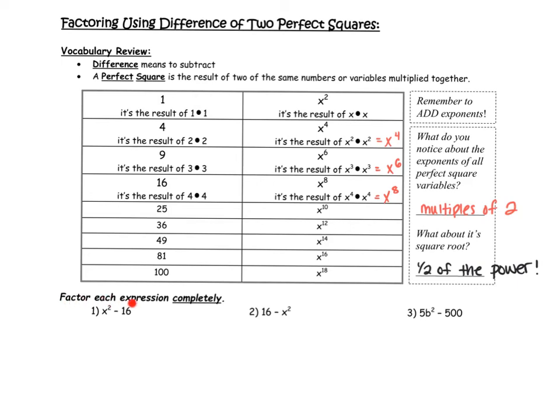So it says factor each expression completely. So x squared minus 16. It's a difference of two perfect squares. So the way that we factor these is we do two sets of parentheses. And in the first parenthesis, we're going to put in the front the square root of x squared. Or in other words, what thing times itself gives me x squared? And that is x and x. Then in the back end of the parenthesis, we're going to put the thing that multiplies by itself to give us 16.